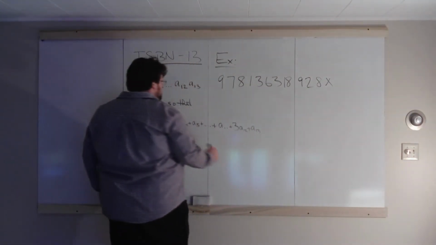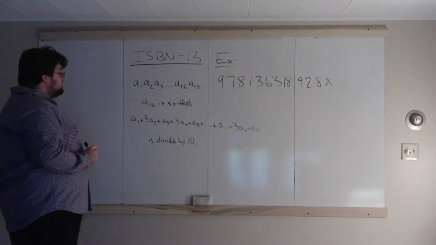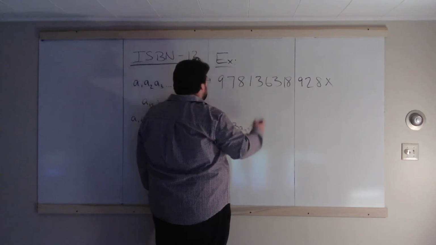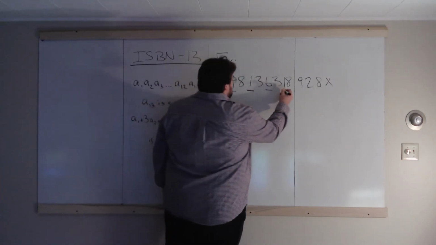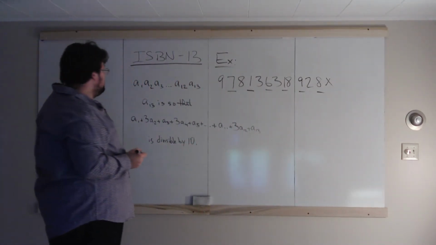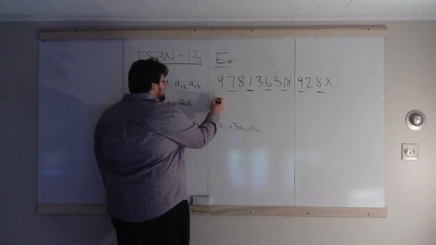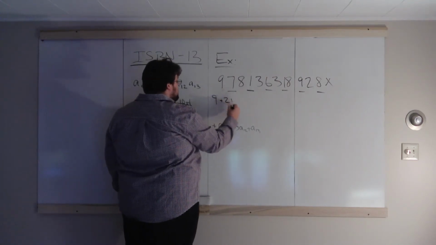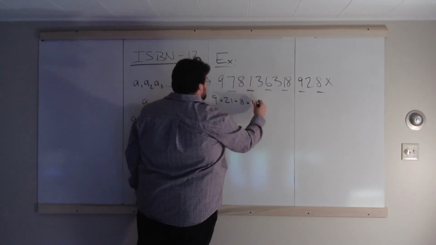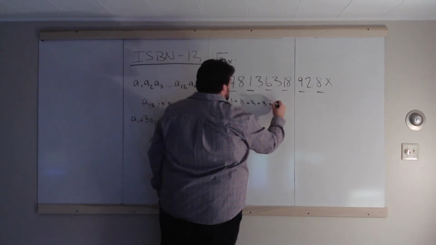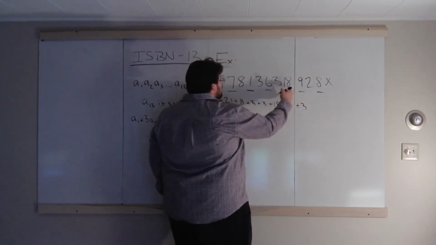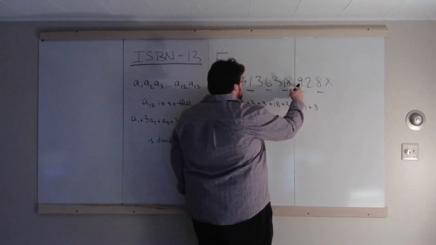So what do we need to do? Well, we need to do 1 of each number and then 3 of the even indexed numbers. So let's underline the ones that get a 3. Every other one gets a 3, starting with the second one. And then we just do 9, plus 3 7s is 21, plus an 8, plus 3 1s, plus a 3, plus 3 6s, plus another 3, plus 3 1s, plus an 8, plus a 9.